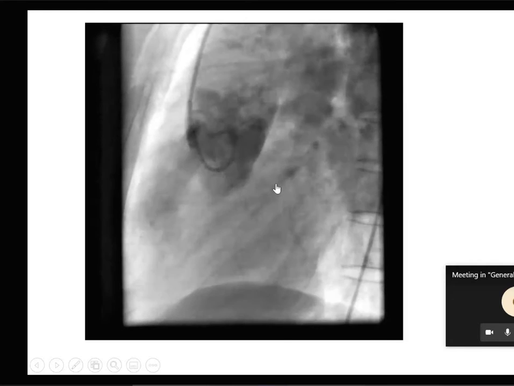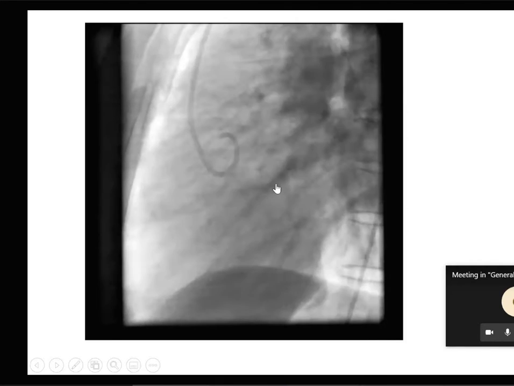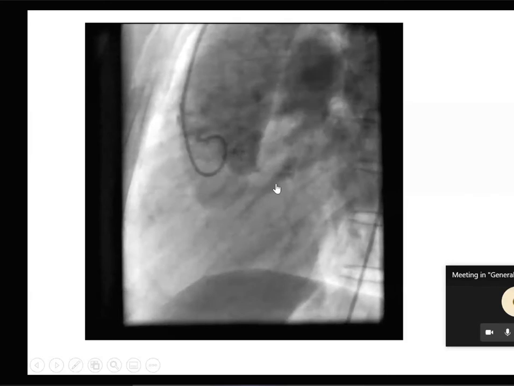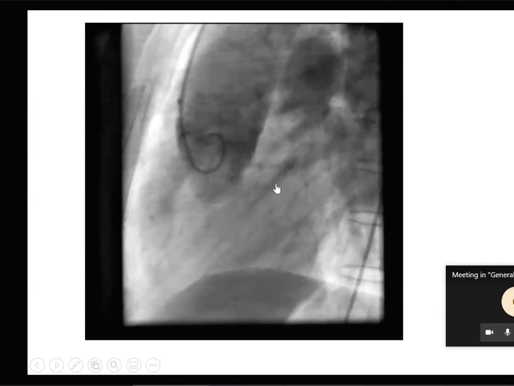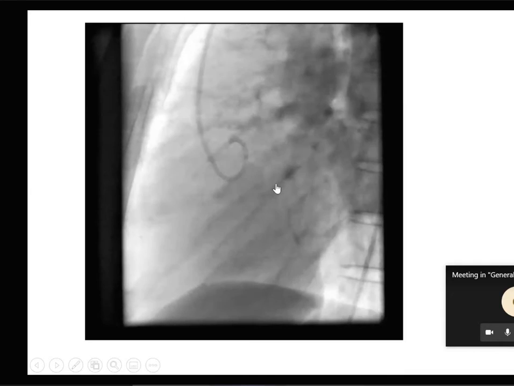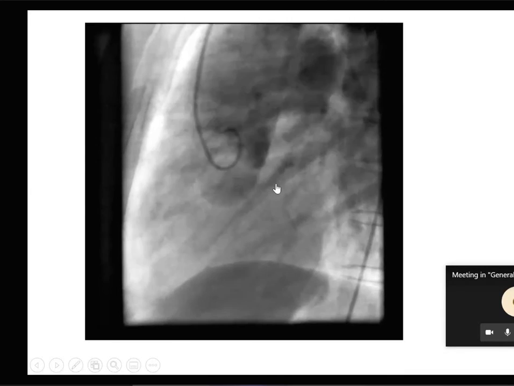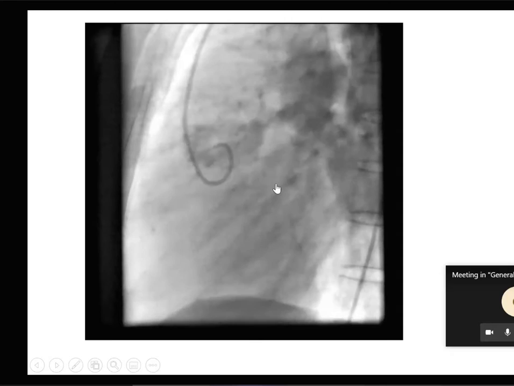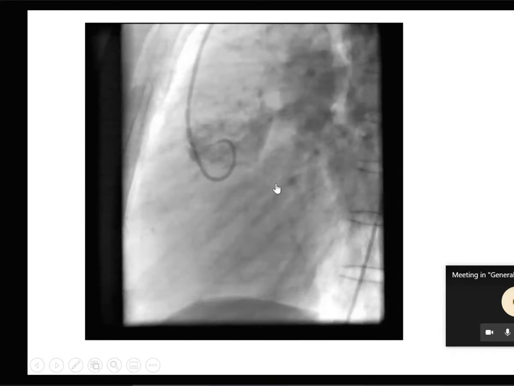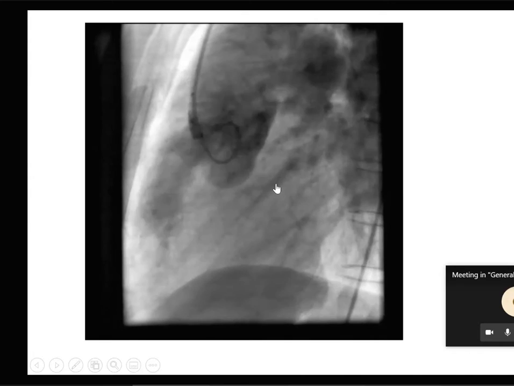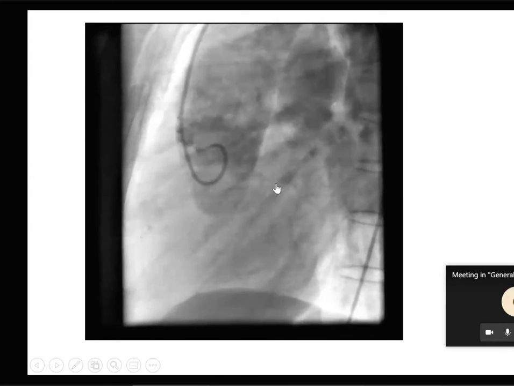Aortic RV tunnels. Aorto RV tunnel, or what we have just seen now. Coronary cameral fistula, that also is possible. We are not seeing what is exactly happening there. So three possibilities: aorta RV tunnel, coronary cameral fistula, and then RSO.